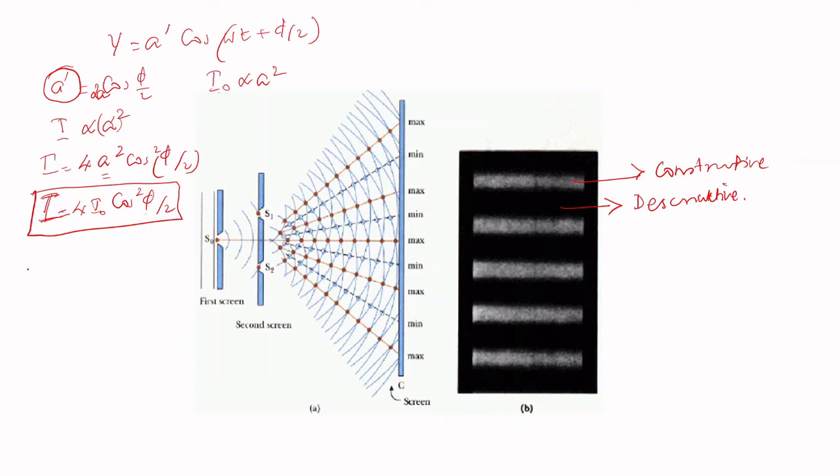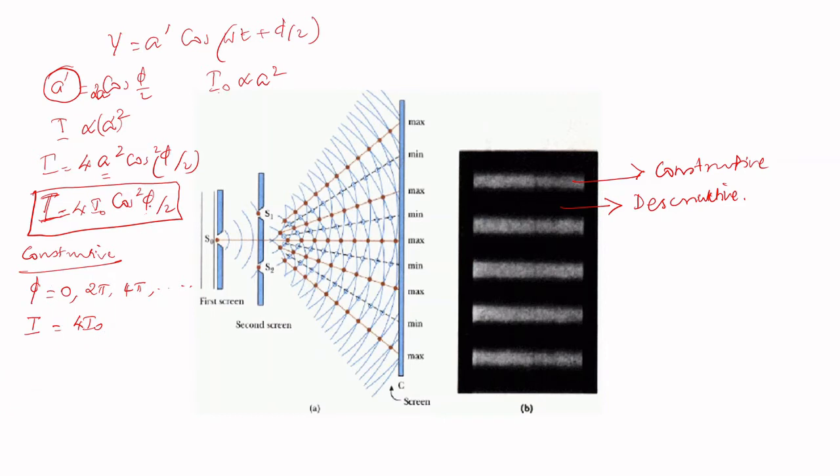We will first find out what the constructive interference conditions are. For constructive interference, if you give phi for example 0, 2 pi or 4 pi, that is even multiples of pi, then I is equal to 4I0 cos square phi by 2, that is cos square 0. Cos square 0 is 1, so it will be 4I0.